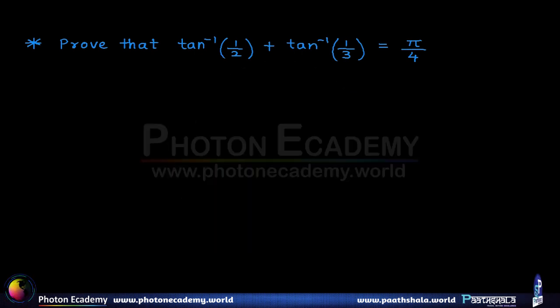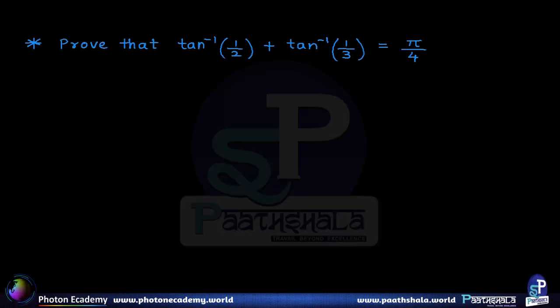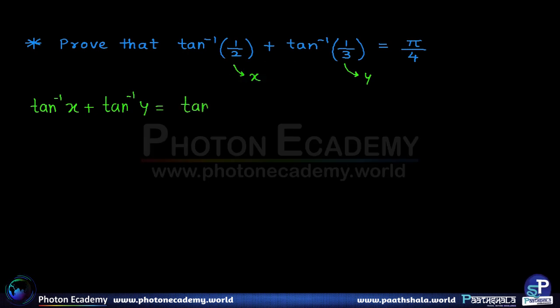Here we have to prove that tan inverse of 1 by 2 plus tan inverse of 1 by 3 is equal to pi by 4. Now looking at left hand side, we immediately recognize that it is of the form tan inverse of x plus tan inverse of y. Okay. So here if you consider 1 by 2 as x and 1 by 3 as y, to apply the property, tan inverse of x plus tan inverse of y will be equal to tan inverse of (x plus y) upon (1 minus xy) only when the product xy is less than 1. Okay, so we have to first confirm whether this condition is satisfied.